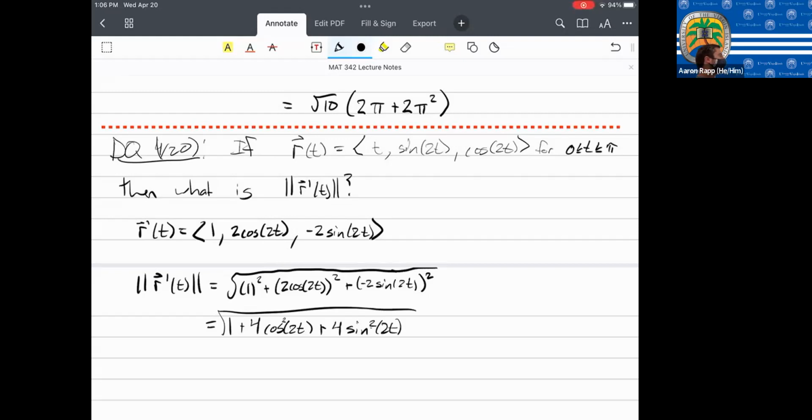I have that common factor in 4, and I see a cosine squared plus a sine squared. The angles inside those are the same, so cosine squared plus sine squared always gives me 1. So then I'll have a 1 plus a 4, which gives me a 5, and the answer is square root of 5.